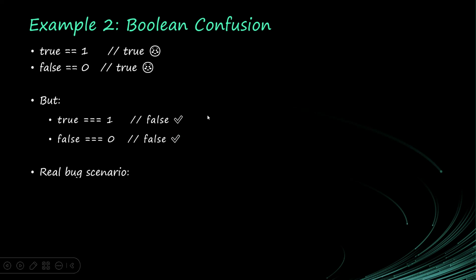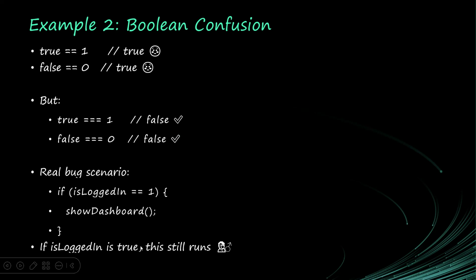Okay. So real world scenario. Let's assume now we are saying if logged in is equal to 1. So if logged in is true, true equal to 1 is true. Do you understand? For the non-strict equality operator, true equal to 1 is true. So our code will run. So this will give us unpredictable results.